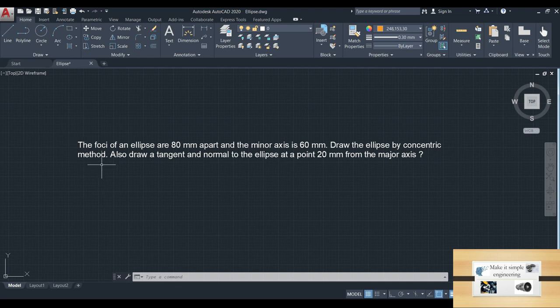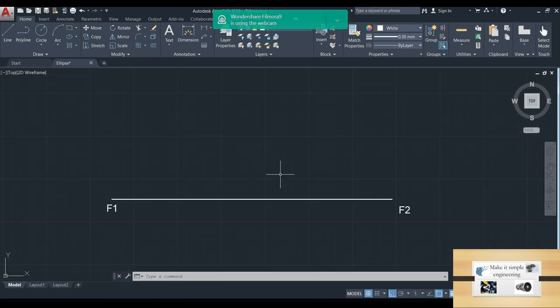So we have to construct the ellipse here, and also we have to draw the tangent and normal. Tangent means it is a straight line which passes through only one point of the curve. So here the foci of an ellipse are 80 mm apart. So here we have to plot the two foci which are 80 mm apart.